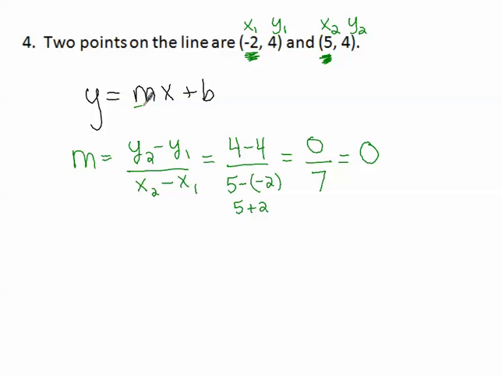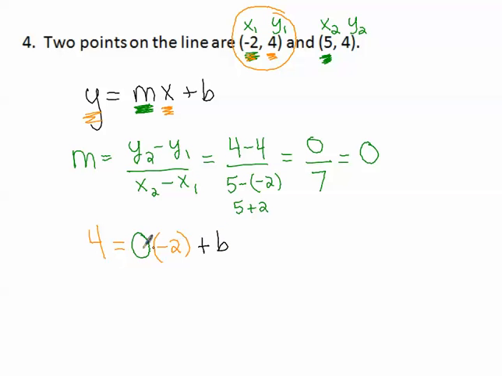Now we can go plug that in to the y equals mx plus b. Let's take one of these points to use. Here is our x, and here is our y. Y is 4, so in place of the y, we're going to put 4 equals m we found is 0. So in place of the m, we'll put 0. And the x is negative 2. So in place of the x, we'll put negative 2. And then plus b.